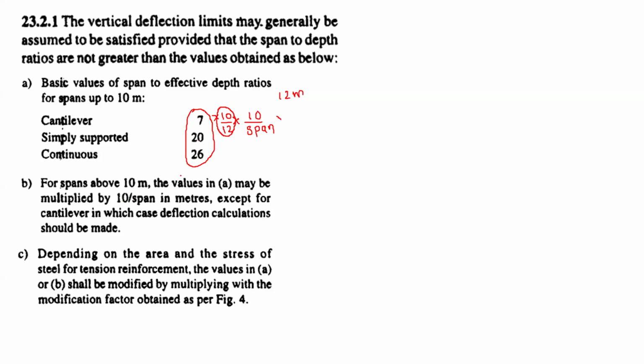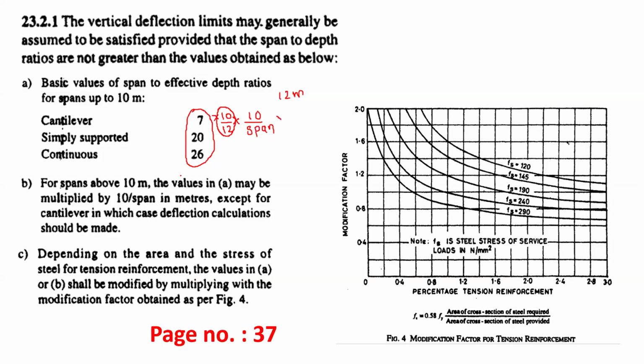Then we have, depending upon the area and stress of steel for tension reinforcement, this graph given on page number 37, figure 4. We have to multiply with these values, which depend upon your grade of steel. Now you can see we have given this formula 0.58 Fy. At first we do not know the area of steel required and provided, so we are going to assume this value as 1, and then this becomes 0.58 Fy. Accordingly, we are going to get these values.